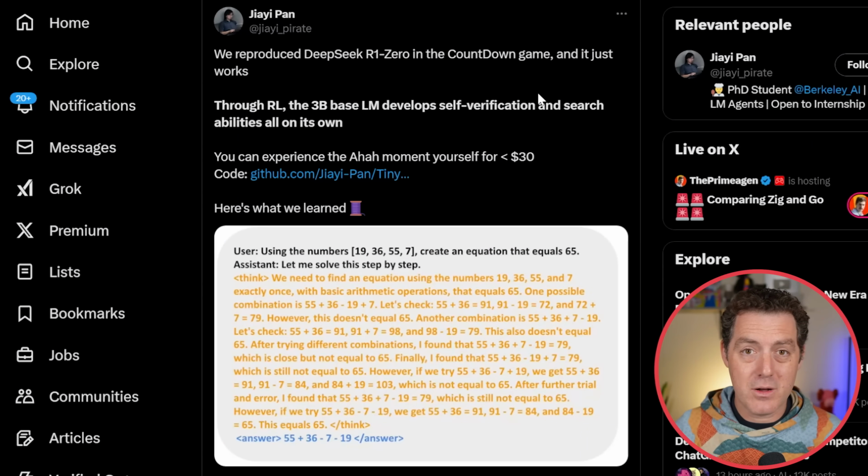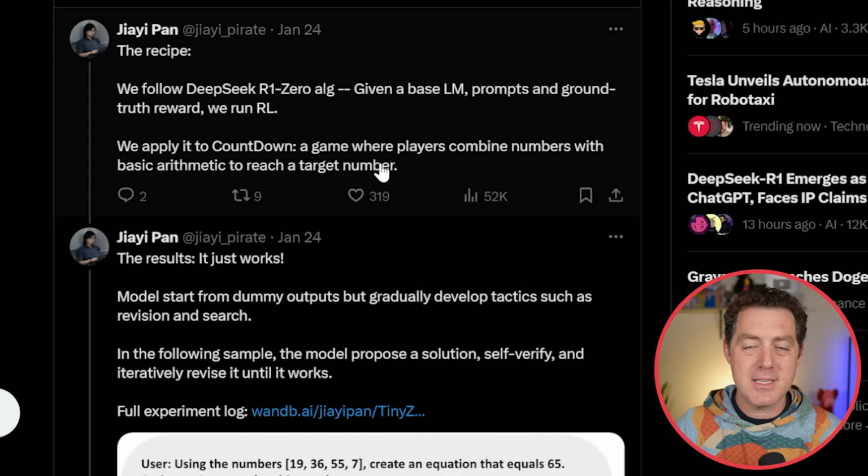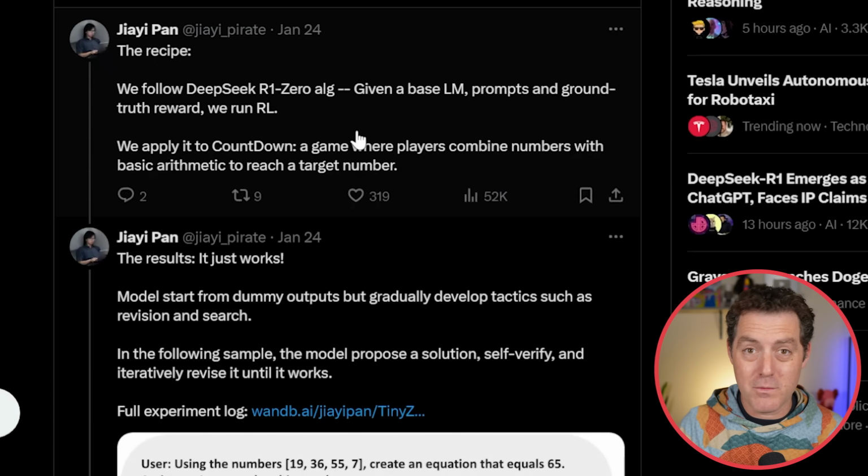All right, so now that you understand that, imagine taking that concept and applying it in a very narrow way to achieve that aha moment. So they did that with something called the countdown game. And the countdown game is a game where players combine numbers with basic arithmetic to reach a target number. There is a definitive right answer to this. And so with that, they're able to create that very well-defined reward signal for the model.